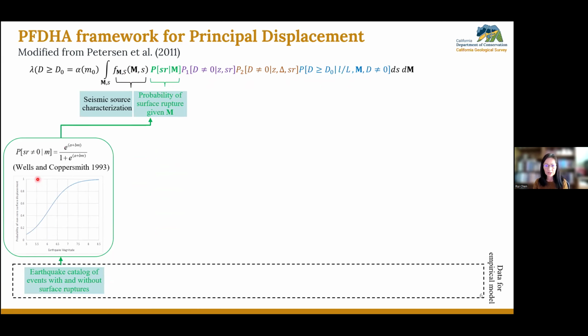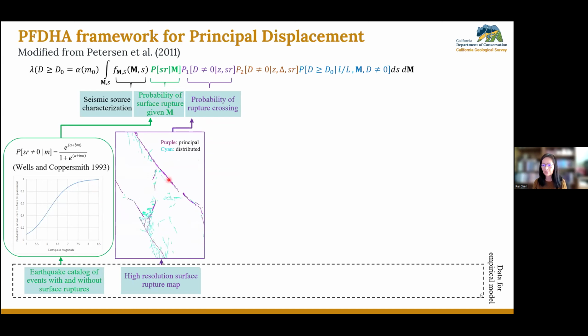Empirical models such as Wilson-Coppersmith 1993 model have been developed using earthquake catalogs of events with and without surface rupture. This term is needed because not all earthquakes rupture the surface. Given an earthquake ruptures the surface, surface rupture does not occur everywhere. So the second term accounts for the probability of rupture crossing the site. And it is often characterized by analyzing high-resolution surface rupture maps such as this one.